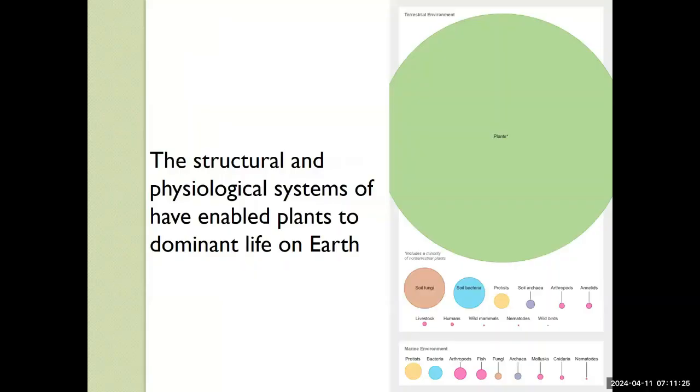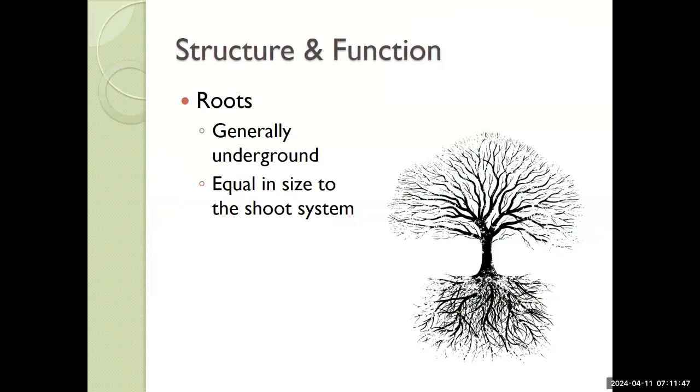The structural and physiological systems of the plant have enabled it to be the dominant life form on our planet. The picture here shows the vast variety and diversity of plants compared to fungi, bacteria, arthropods, even humans. So let's take each of these in turn. Focus on the structure and the function. Remember that form often dictates function.